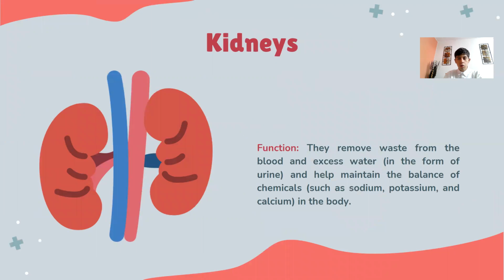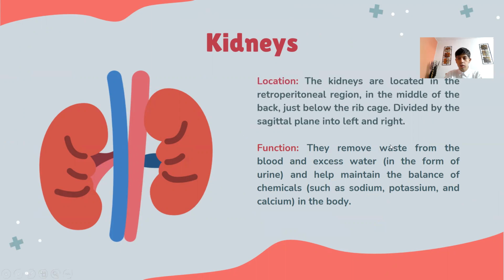The first organs that we have are the kidneys. The kidneys are located in the retroperitoneal region in the middle of the back, just below the rib cage, and are divided by the sagittal plane into left and right. The function of the kidneys is to remove waste from the blood and excess water in the form of urine, and help maintain the balance of chemicals such as sodium, potassium, and calcium in the body.